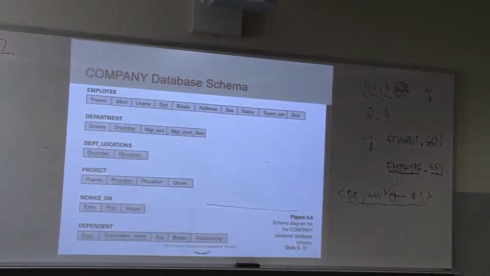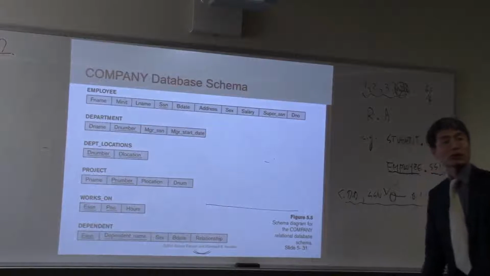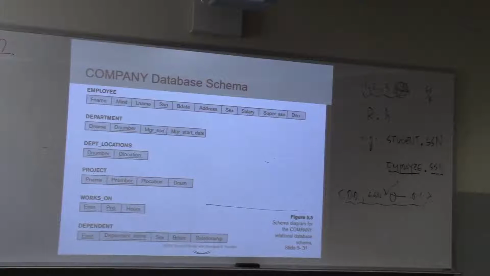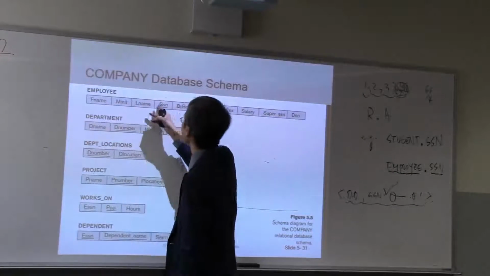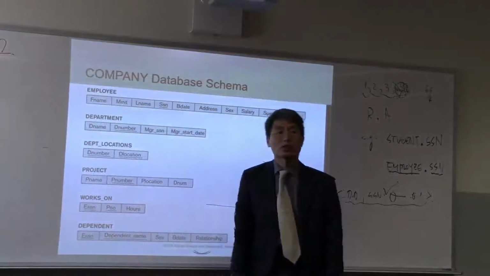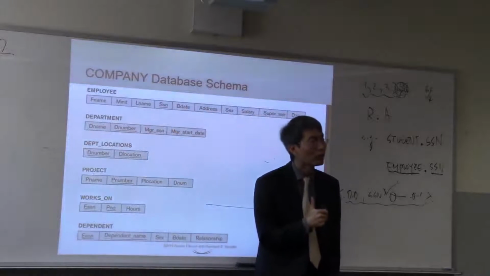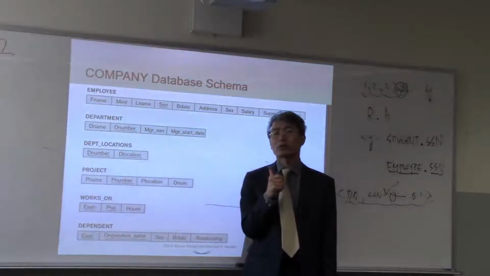First, why don't we take a look at the example of the company database, then we can move to the referential integrity. So in this case, the employee is the schema, employee schema, and we select the primary key as the social security number. How many primary keys? So only one primary key, so you should be careful.